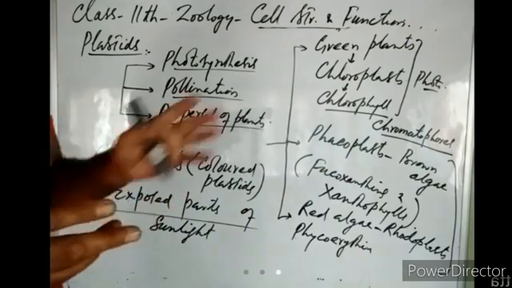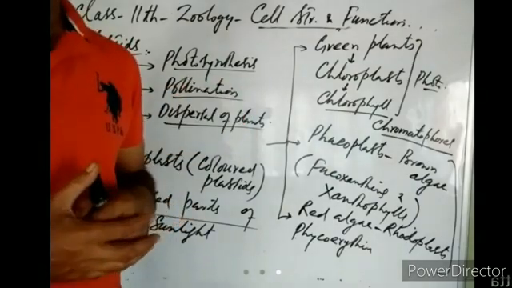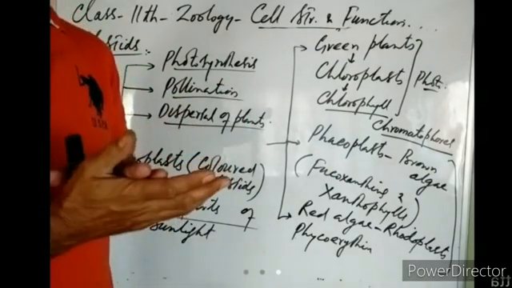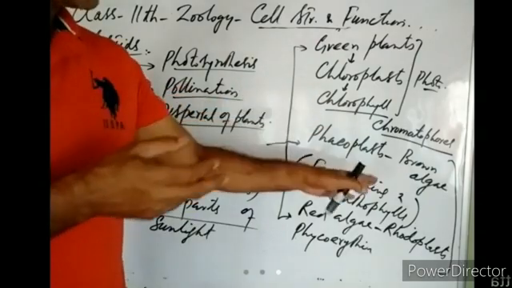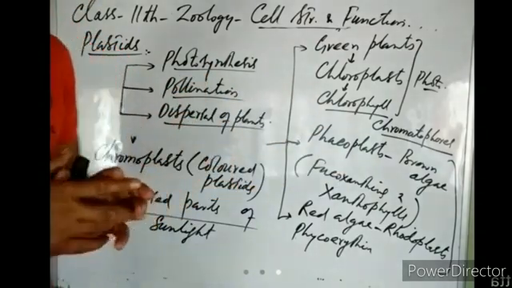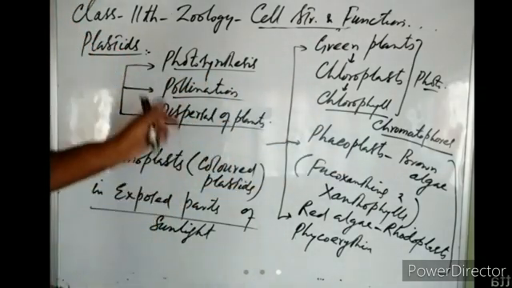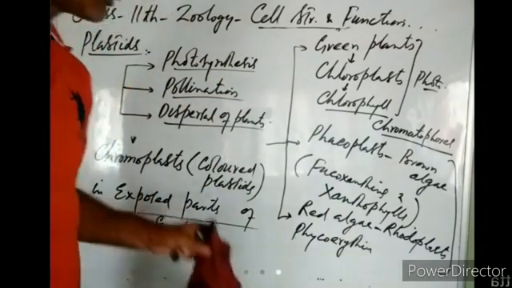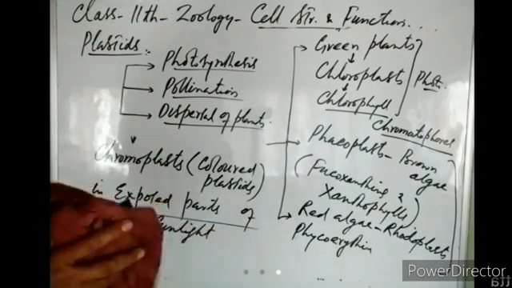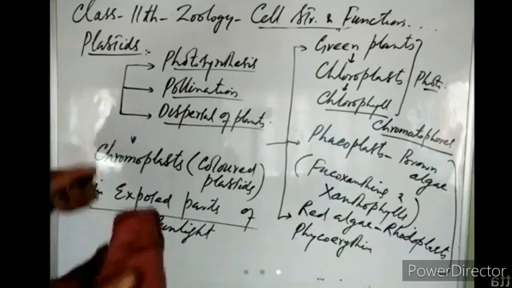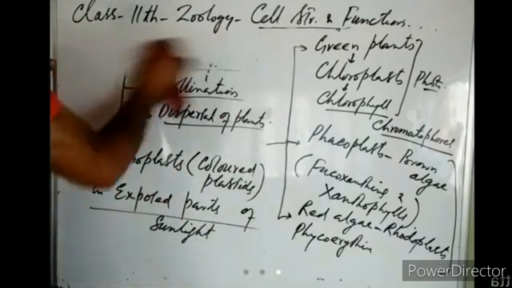So in this way, these plastids may be interconvertible. Chloroplasts may be converted into chromoplasts. Leucoplasts may be converted into chromoplasts. So they are interconvertible, right? That is about the classification of these plastids. Now we are mainly concerned with the chloroplasts. We will see the structure of chloroplasts.